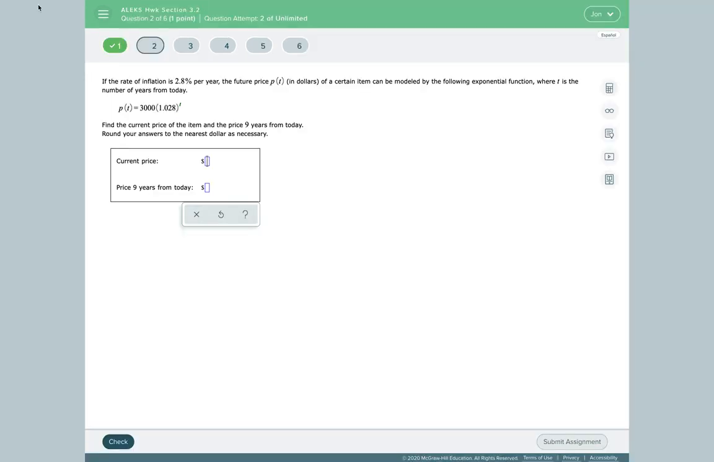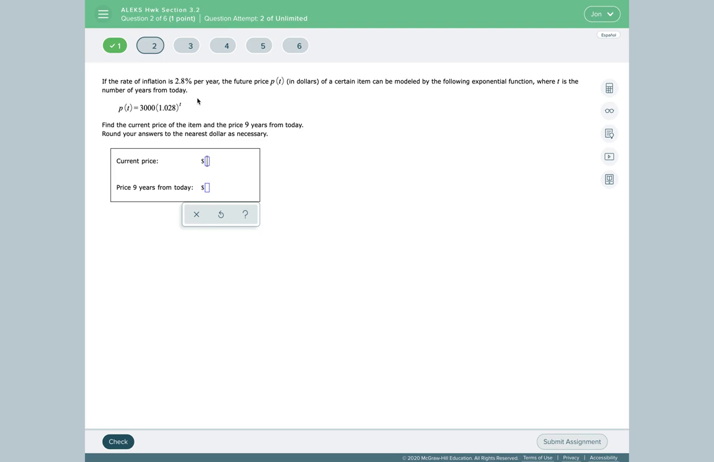Okay, for what we have in problem number 2, it says here, if the rate of inflation is 2.8% per year, the future price, P of t in dollars, of a certain item can be modeled by the following exponential function, where t is the number of years from today. So we have P of t is equal to 3,000 times the quantity of 1.028 raised to the t power. And it says to find the current price of the item and the price 9 years from today. And it says to round your answers to the nearest dollar as necessary.